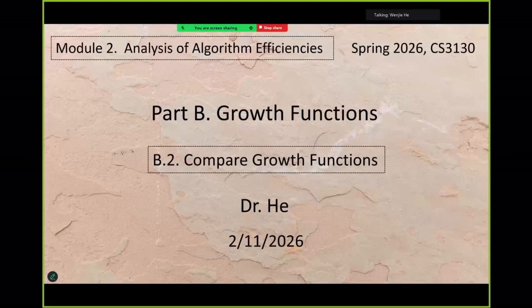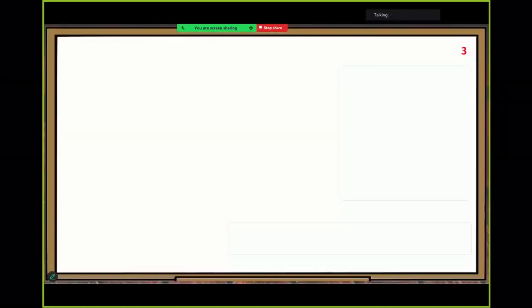All right. Next topic, B.2. Now let's compare two growth functions. For two different algorithms, we extract two growth functions. Now we want to do a comparison. Which algorithm is faster? Which one is slower? We just compare their corresponding growth functions. So let's look at the question first. Compare two growth functions.